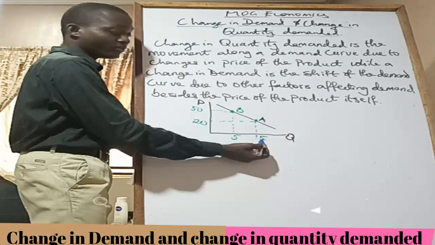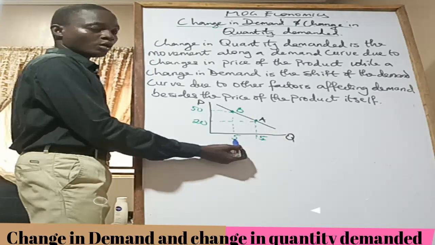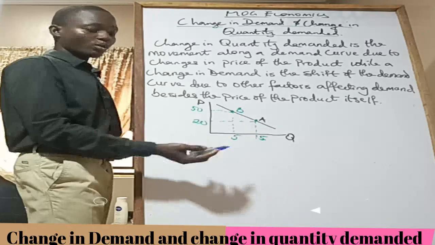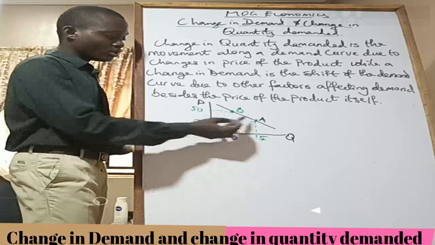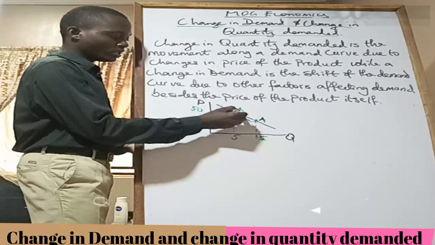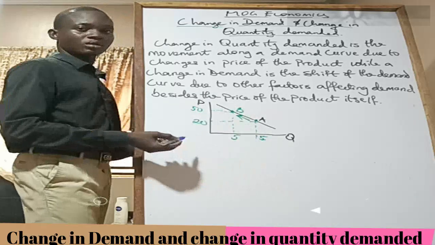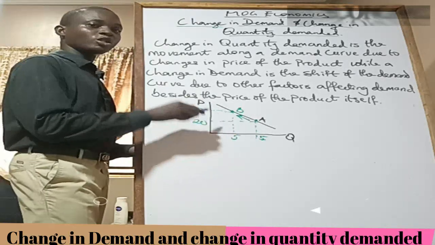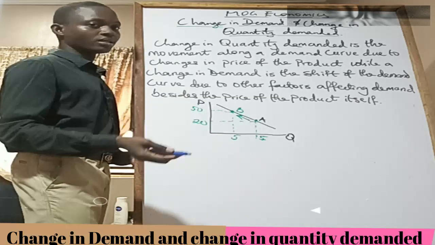So why are you demanding 15 instead of 5? Or why are you demanding 5 now instead of 15? It's because there is a change in the price of the product. The price has increased from 20 to 50. So what you've done here is a movement. You are still on the curve. Do you understand? So what is happening here is a change in quantity demanded.